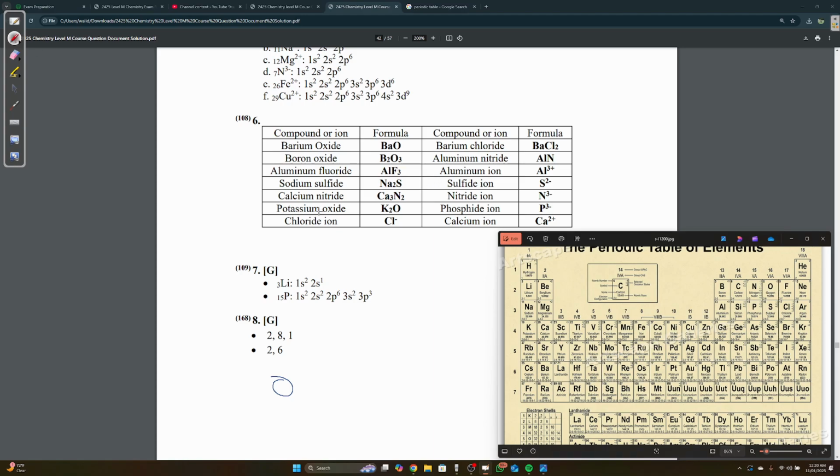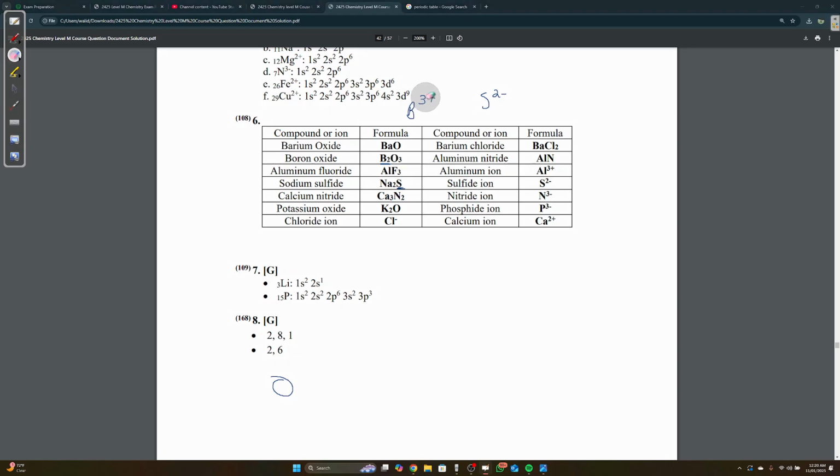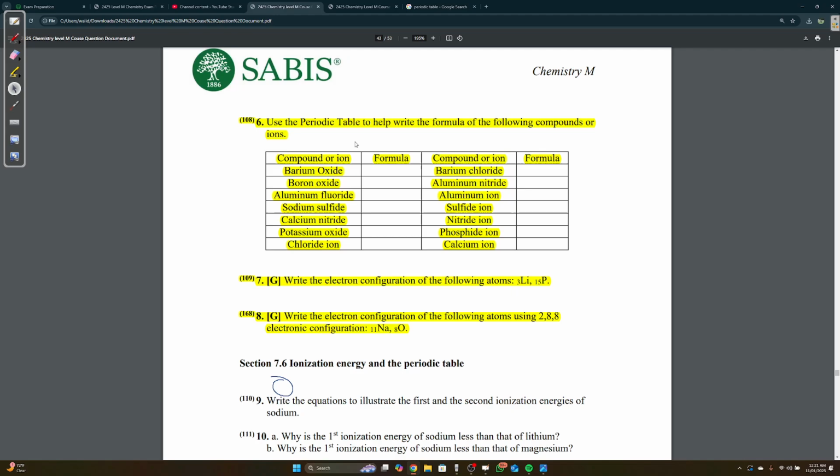There are 2 exceptions you should know, and they are sulfur and boron. Boron is B3 plus, and sulfur is S2 minus. Wait, no, boron isn't an exception. I don't know why I said it's an exception, but sulfur is S2 minus. Okay? The rest is very self-explanatory. Yani aluminium is Al3 plus. Yani these are all very easy. Grade 10 stuff. Crisscross. All crisscross.